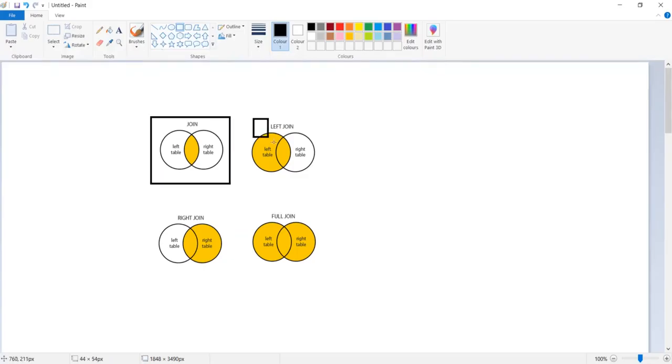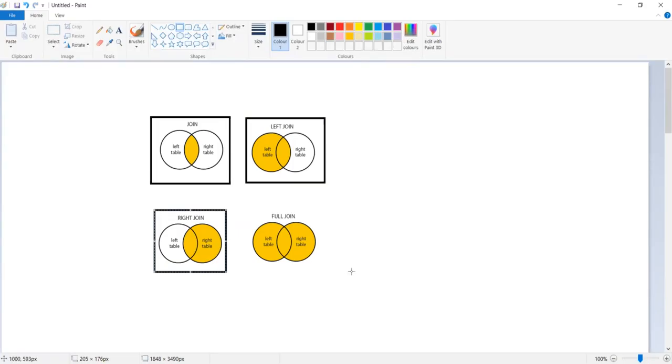Okay. Now when you are working with the left join, sir, you get the inner join data plus additional records from the left table as well. That is the left join, sir. And this is nothing but the right join, sir. Inner join data plus additional records from the right table.